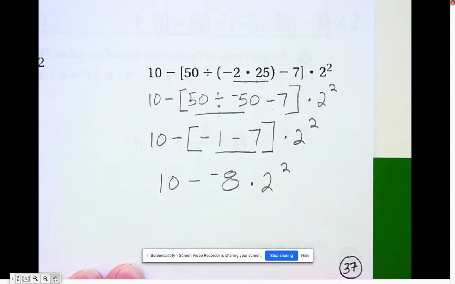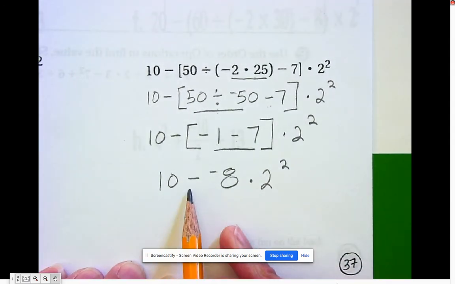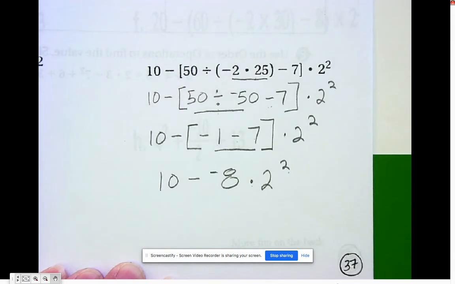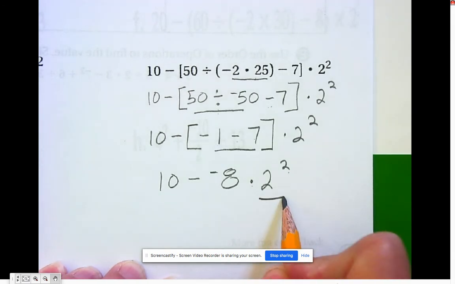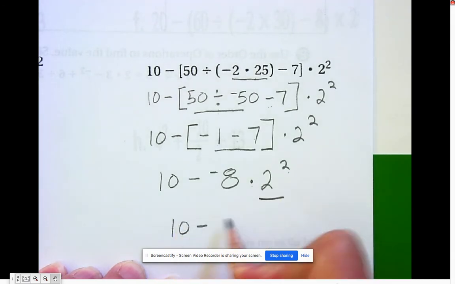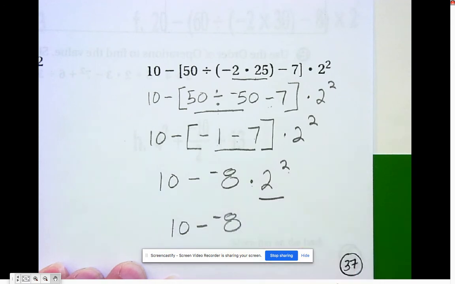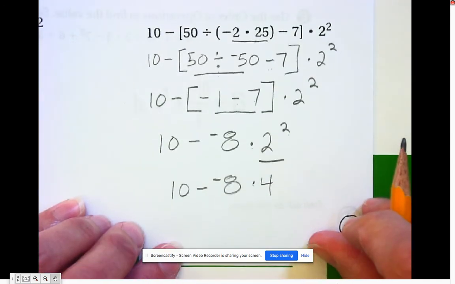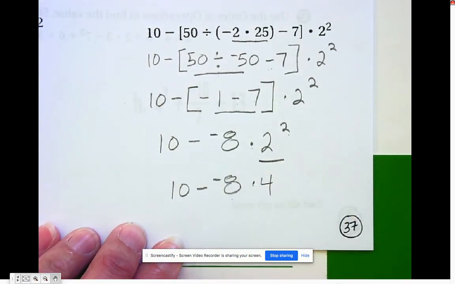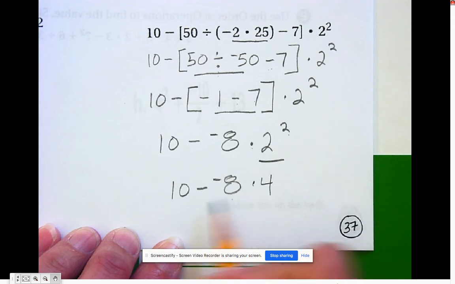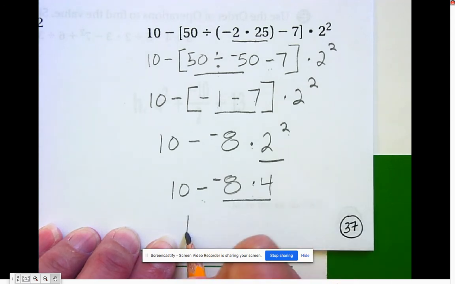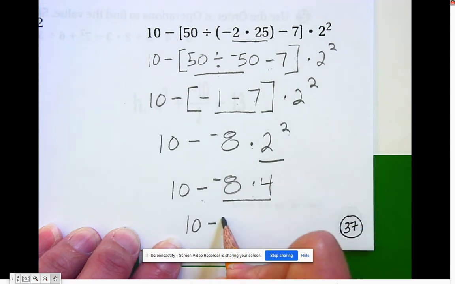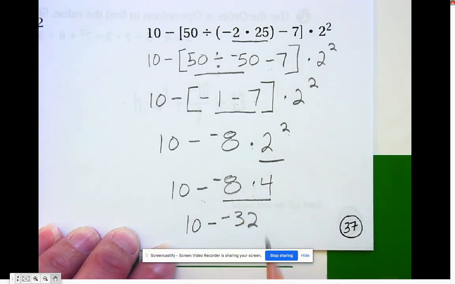What am I going to do next? I've got a subtraction, a multiplication, and I have an exponent. I'm going to do the exponent. 10 minus negative 8, and 2 squared is 2 times 2. That's 4. Negative 8 times 4, so I've got a subtraction and a multiplication. I'm going to do the multiplication next. 10 minus negative 8 times 4 is negative 32.